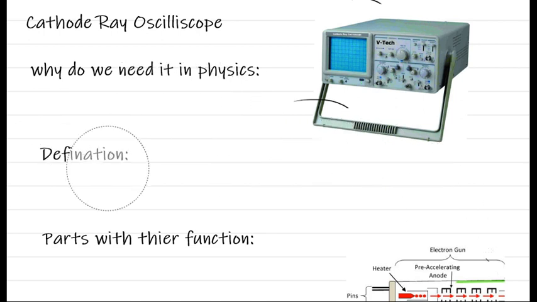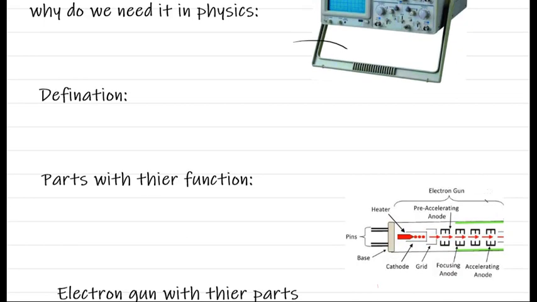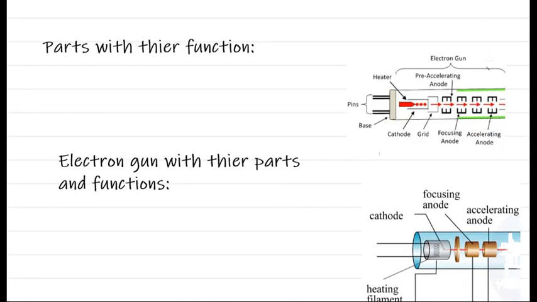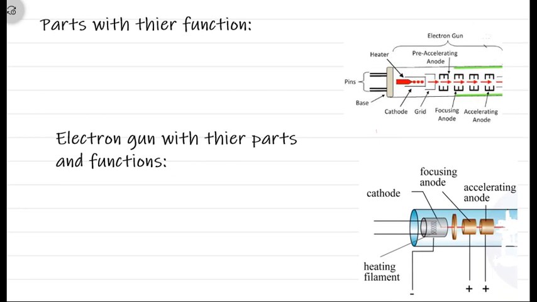After that, now we will move one by one towards its parts. So listen very carefully to the important parts of a CRO. The first part of the CRO is, what is this? Yeah, I think you got it. This is the filament, and we also say the tungsten filament.